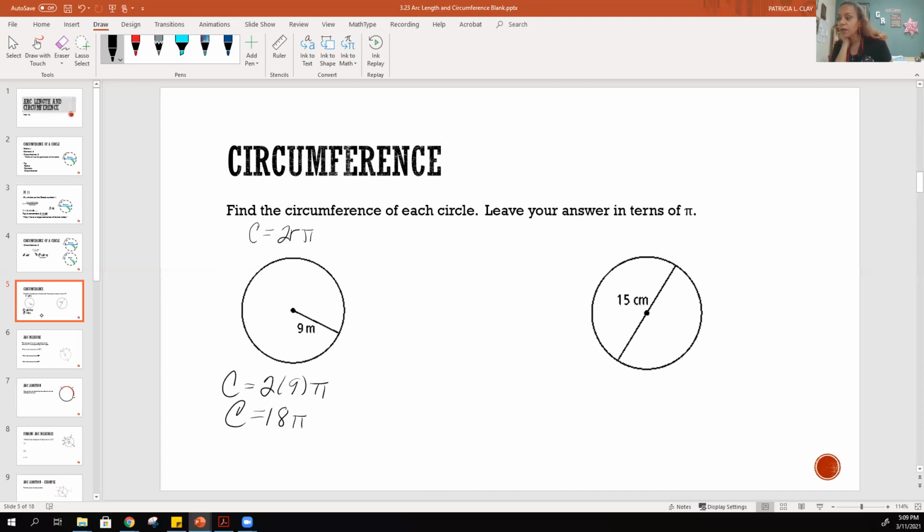All right. Now for our diameter, we have the circumference is equal to pi times the diameter. All right. So the diameter is 15. And so all we have is 15 pi. Okay, that was easy, right?